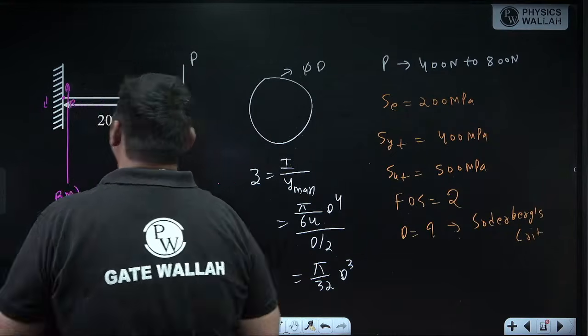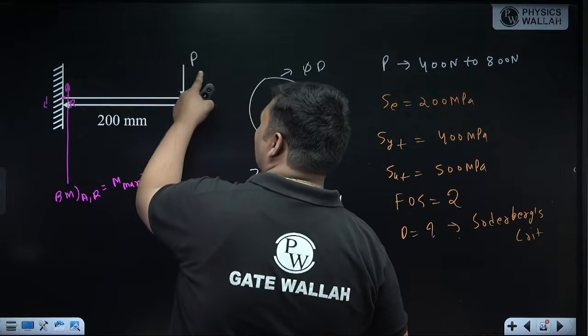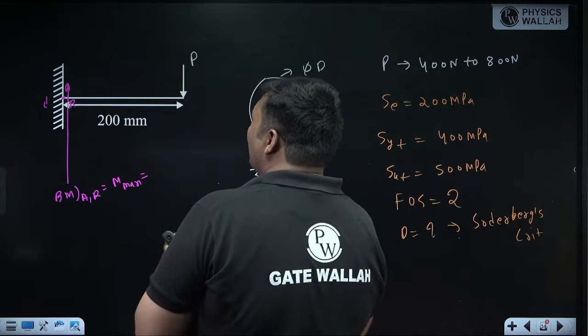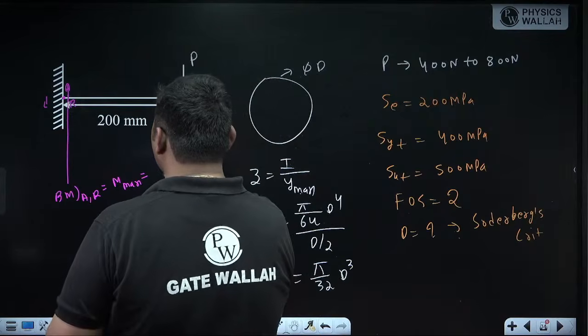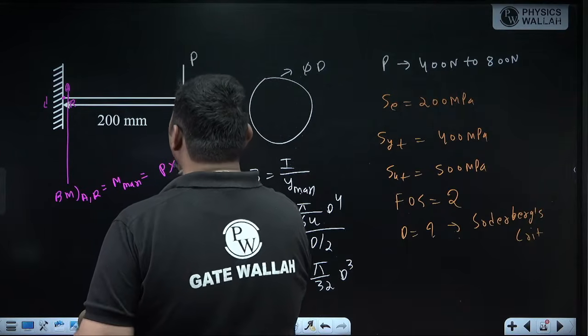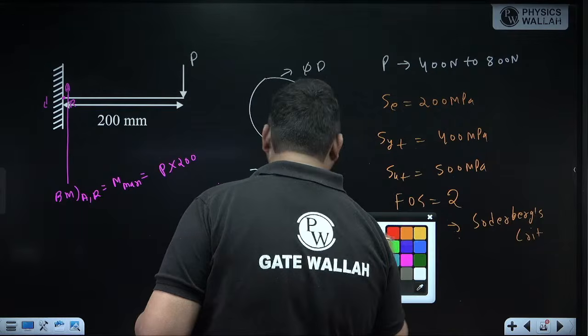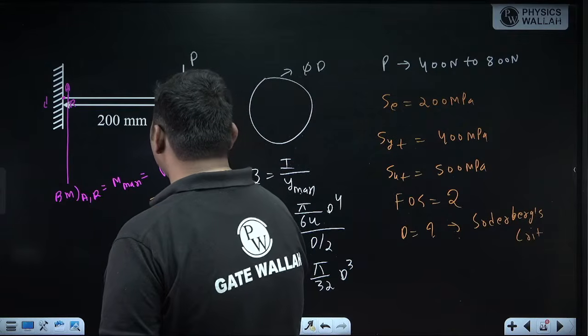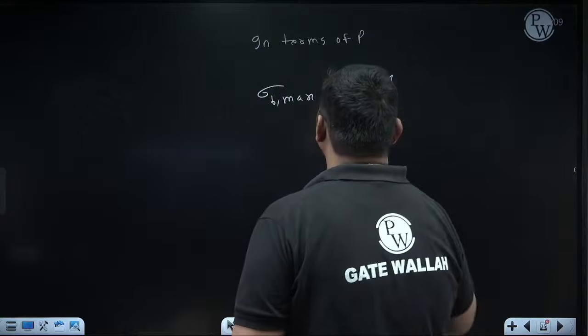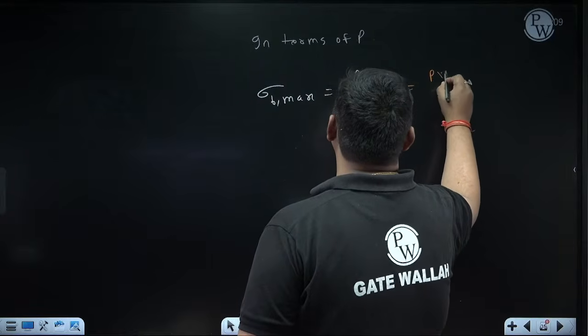Now to find this I am taking the right portion. In the right portion only one load P is coming. The bending moment due to this will be force P into its perpendicular distance from this section, which is 200. Nature wise it will be hogging, but we have to calculate the magnitude, so I am only writing the magnitude. The magnitude is P into 200. So the maximum bending stress is P into 200 divided by Z.